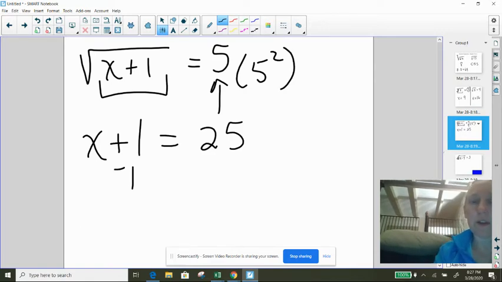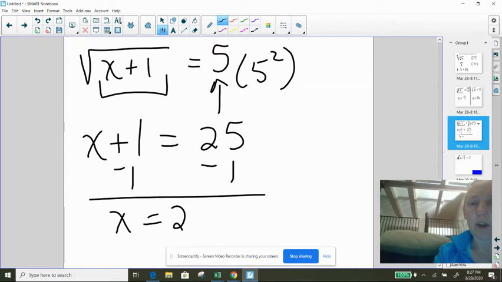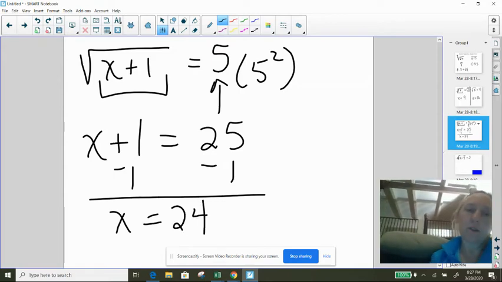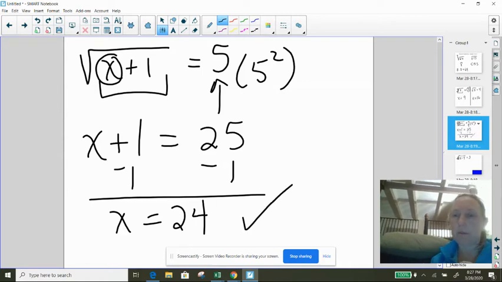And then I solve this like a regular old equation, and I get x is 24. And if you plug that back in, which is always a good strategy, you get 24 plus 1 is 25, and the square root of 25 is 5, and we know we got it right.